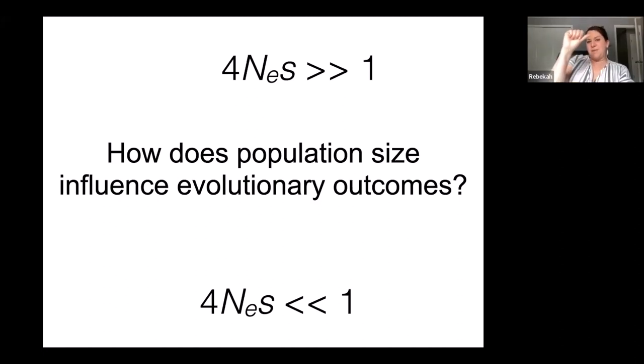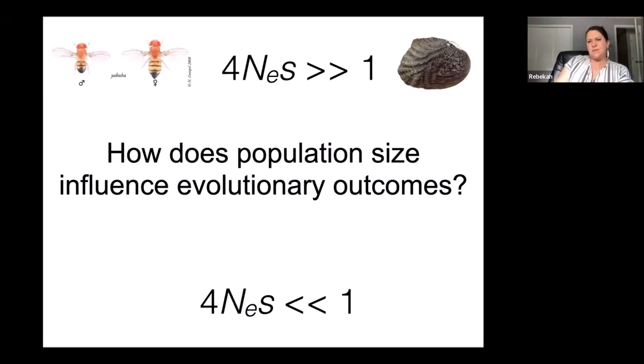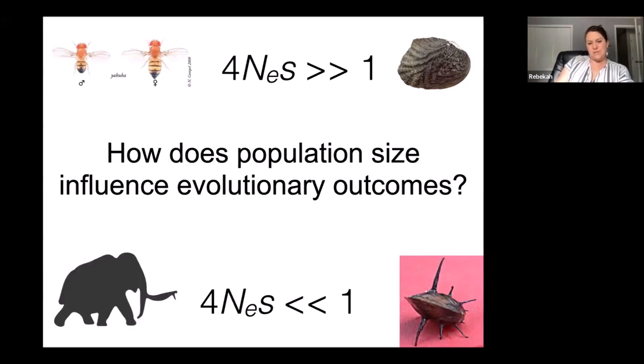If you're in a large population, it's more likely that these mutations lie above the nearly neutral threshold and that natural selection can see them. So bad mutations get weeded out, good mutations will spread. So we should see different results in things like our fruit flies or our freshwater mussels that are very common compared to what happens in our endangered species when we look at their genomes.